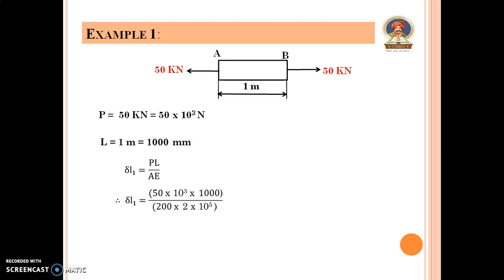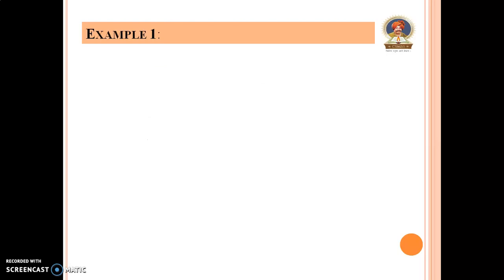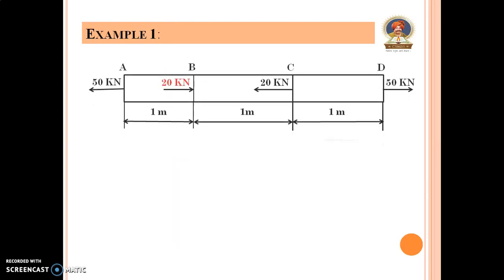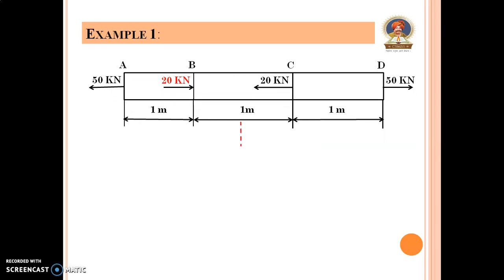Therefore delta L1 is equal to 50 into 10 raised to 3 into 1000 upon 200 into 2 into 10 raised to 5. After solving this equation, we are getting the value of delta L1, which is equal to 1.25 mm. Now repeat the procedure for section 2-2 in the region of BC.